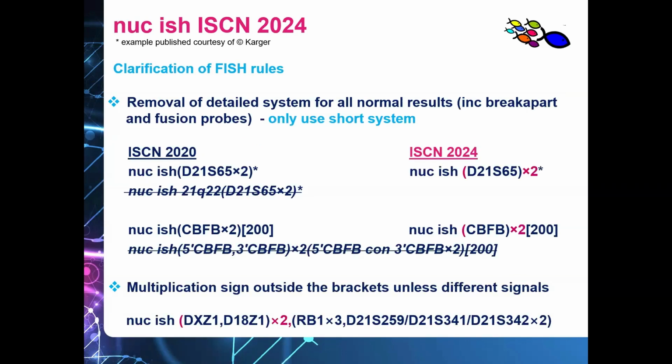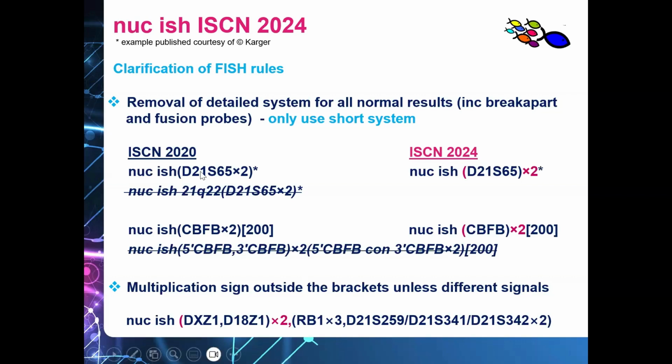We've also removed the detail system for all normal results, which includes break apart and fusion probes. So you only use the short system. The ones that I've crossed out you can no longer use. It caused confusion because people thought these were abnormal, and that's why they were taken out.